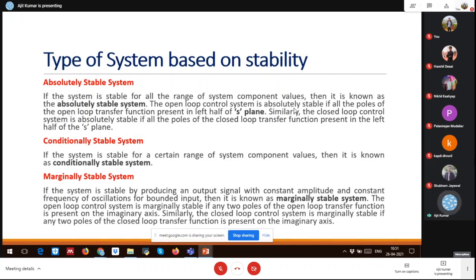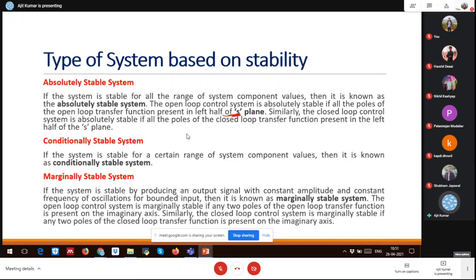Normally open loop systems are generally stable, and we will also learn about the concepts of poles, how they should lie in the S plane. And conditionally stable means the system is stable for a certain range. You have defined an input bound that you cannot go beyond. These are conditionally stable systems.